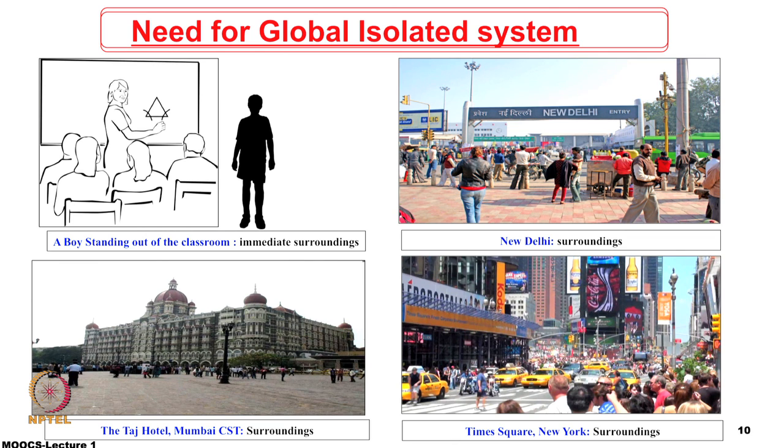So, a person who is standing outside the classroom is in the surroundings, and a person who is standing outside Hotel Taj in Mumbai, that is also surroundings, or a person standing at New Delhi railway station, or at Times Square, New York, that is also surroundings. So, there are different surroundings. We have divided the system into different parts: open system, closed system, isolated system. But can we divide surroundings into different parts? May not be a good idea.